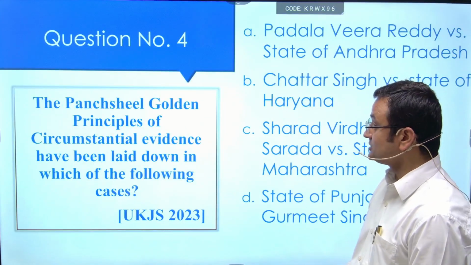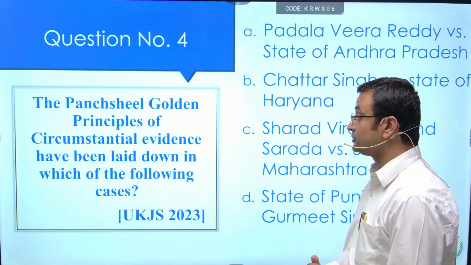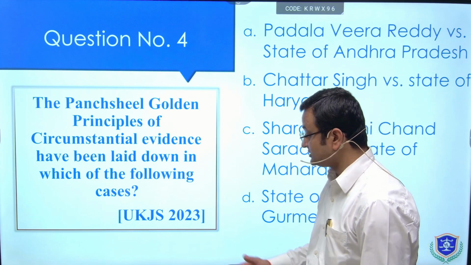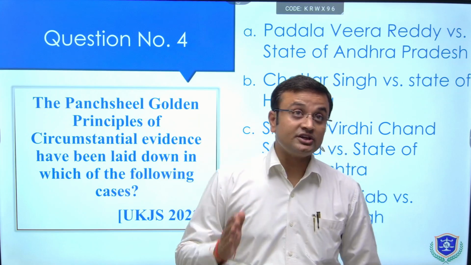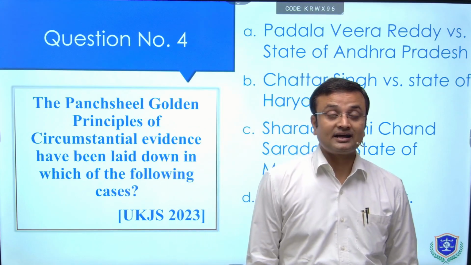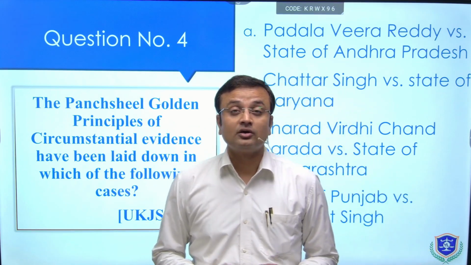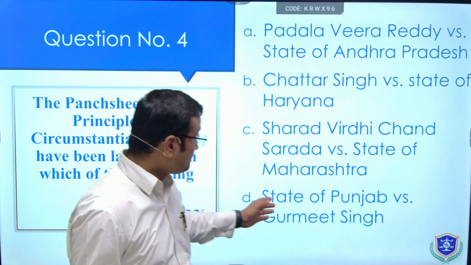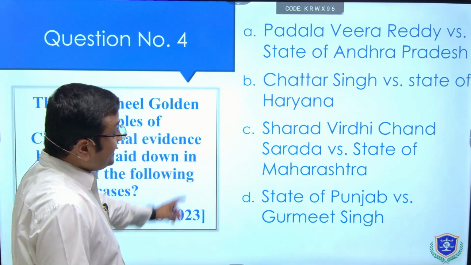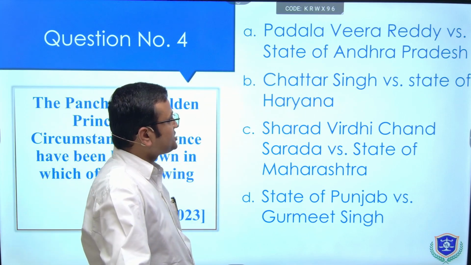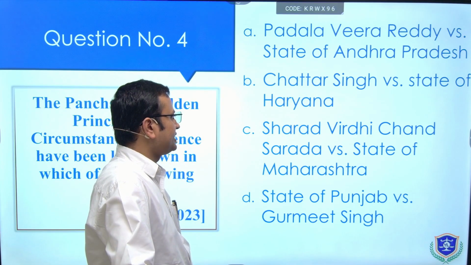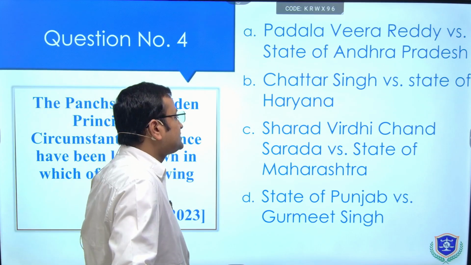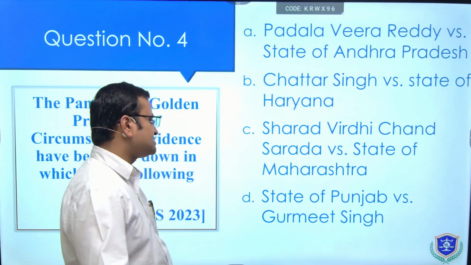The next question is, the Panchsheel golden principles of circumstantial evidence have been laid down in which of the following cases? This has been asked in Uttarakhand Judiciary 2023 paper, and this is a very important question which is generally asked in all judicial services examinations. The options are Padala Veera Reddy versus State of Andhra Pradesh, Chhattar Singh versus State of Haryana, Sharad Birdhichand Sarda versus State of Maharashtra, State of Punjab versus Gurmeet Singh.